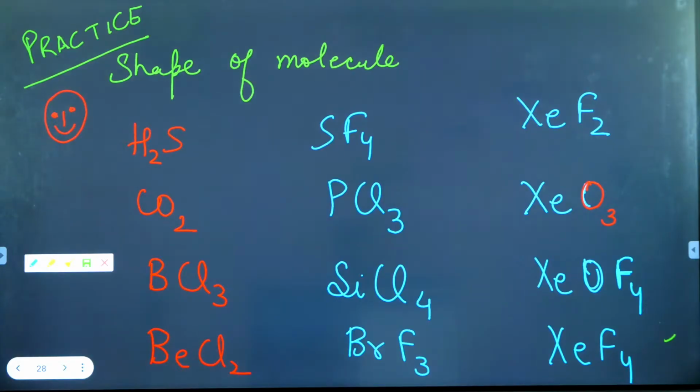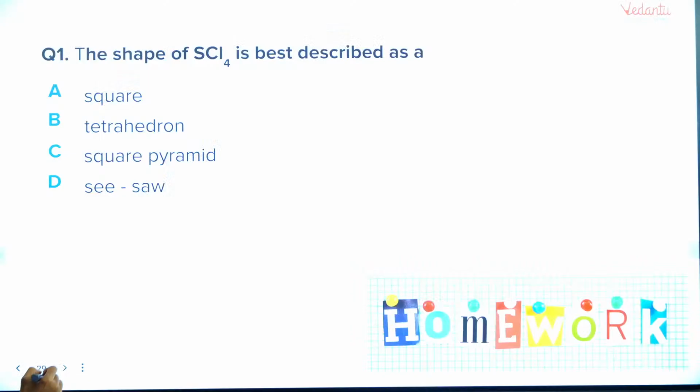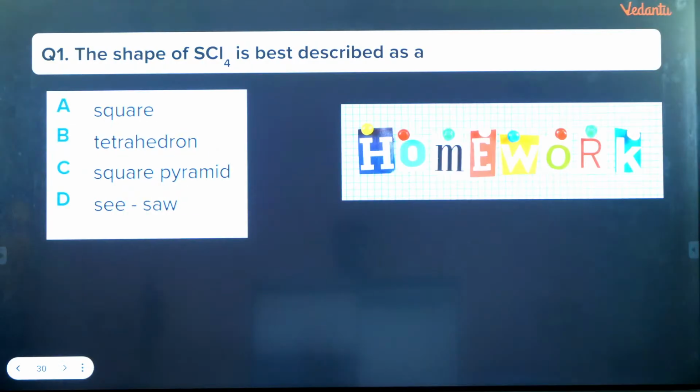So if there is any student who is in class 10th, please keep in mind, and this is also a homework question if you can answer me, right? You can answer this in the comment section, guys. This particular SCl4, what should be the shape of this molecule? SCl4. Okay.